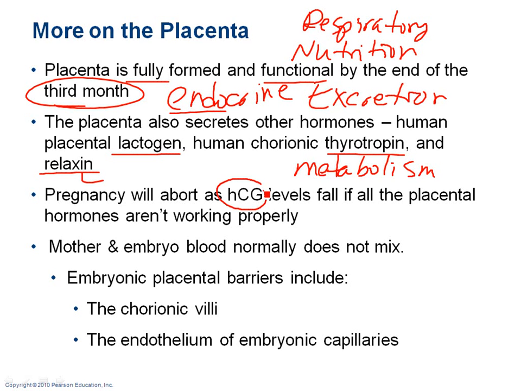If HCG levels fall, okay, if things aren't working right, the pregnancy will abort. Because if you don't have that estrogen and progesterone keeping the uterus nice and vascularized and thick and ready to carry the child full term, when those HCG levels fall, if the placenta doesn't take over, it doesn't do its job, it doesn't make its hormones, then the baby will abort. And a lot of times, let's go back to that chart.